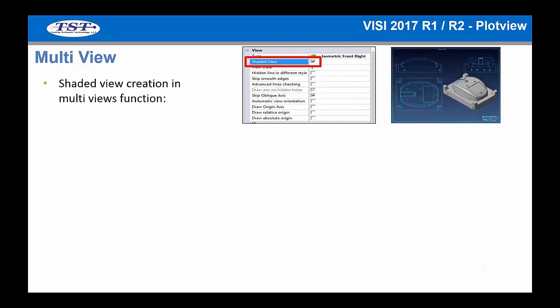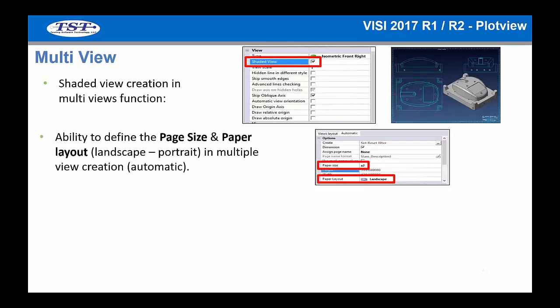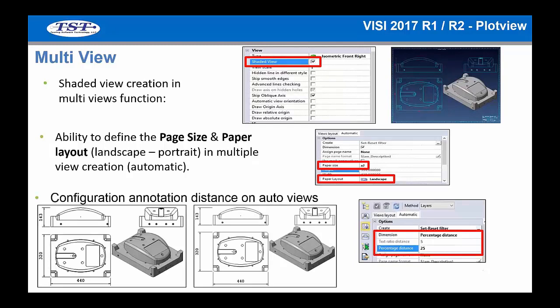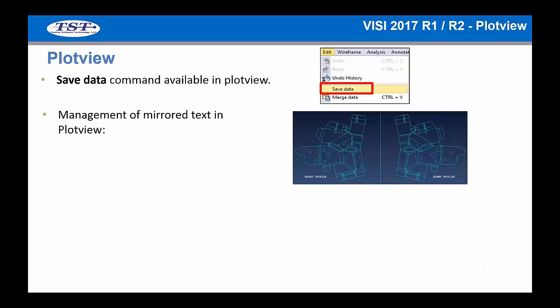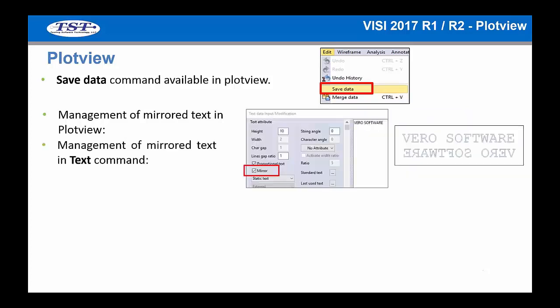So the shaded view creation in multi-views. The ability to define the page size and paper layout. Landscape, portrait, and multiple view creation can also be set as automatic. Configuration, annotation, distance on auto views. So also under plot view, the save data command is now available. We also have the management of mirror text in plot view as well. And you also have the management of mirror text command in the text window there, as mirrored or not.